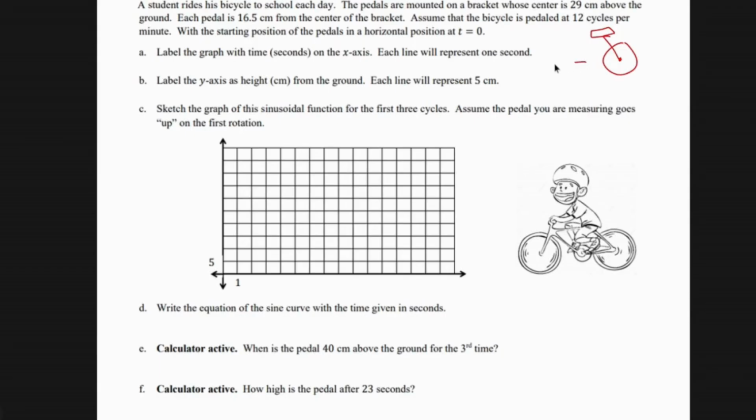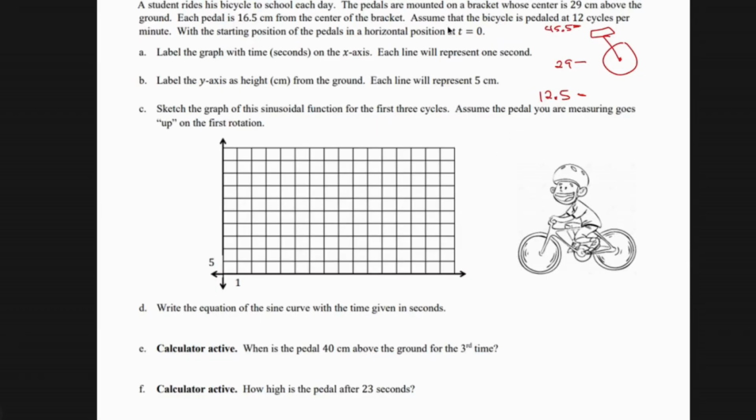It hovers at, the center was where? 29 centimeters above the ground, which means the very tippy top would be 16.5 above it. So 29 plus 16.5 is going to be 45.5. And then the very bottom of it is going to be 29 minus 16.5, which is going to be 12.5. I think we're good.